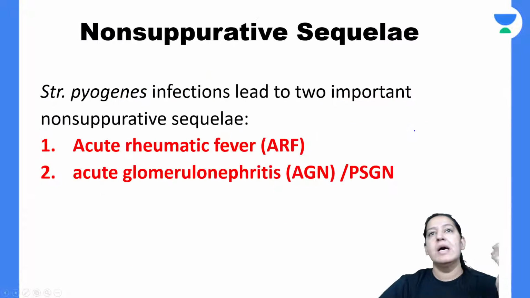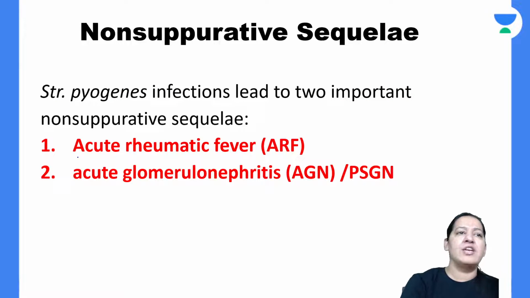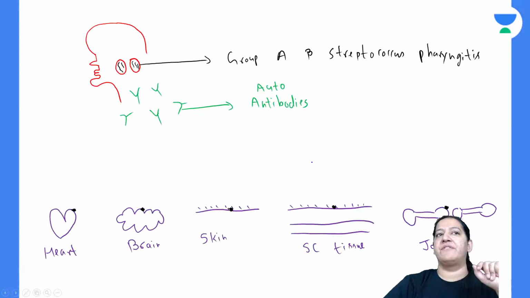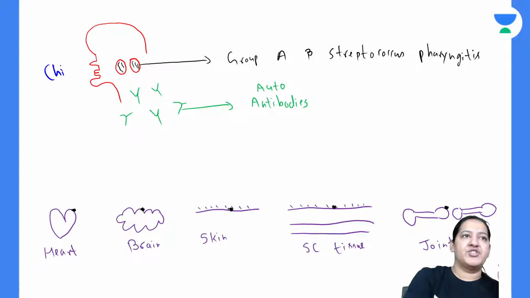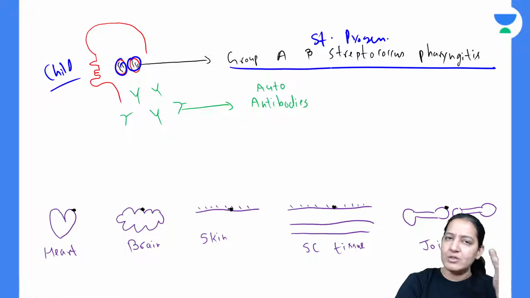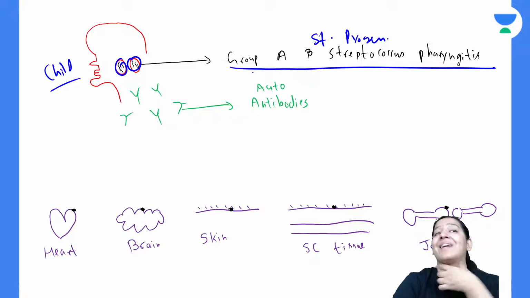How does it happen? Let me talk about the first, acute rheumatic fever. Let me tell you a story of rheumatic fever. Can you see a child? The child is having tonsillitis because of group A beta streptococcus pharyngitis, that is Streptococcus pyogenes, right? That is my chapter. You will say, ma'am, okay, pharyngitis does happen. I've told you in the diagram, pus is there in the tonsil.